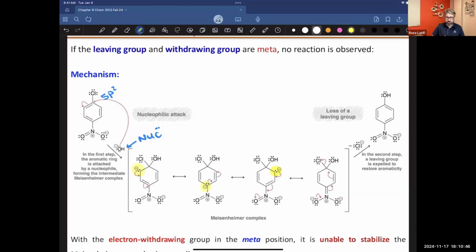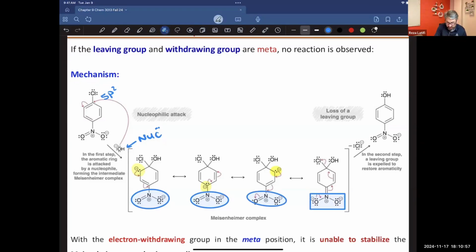Now let's talk about the nitro group. What's the effect of the nitro group? This is the nitro group. The nitro group is pulling electron density from the ring. We are creating a negative charge. Anything that stabilizes a negative charge will drop the activation energy. Anything that stabilizes the negative charge will drop the activation energy, and it will make the reaction faster.